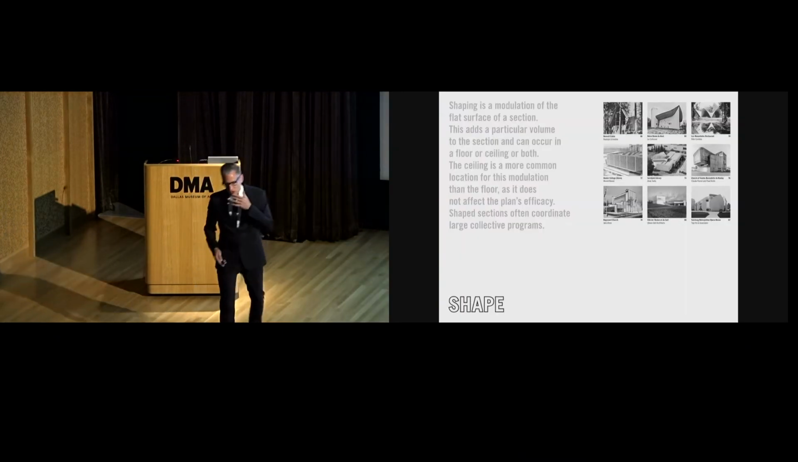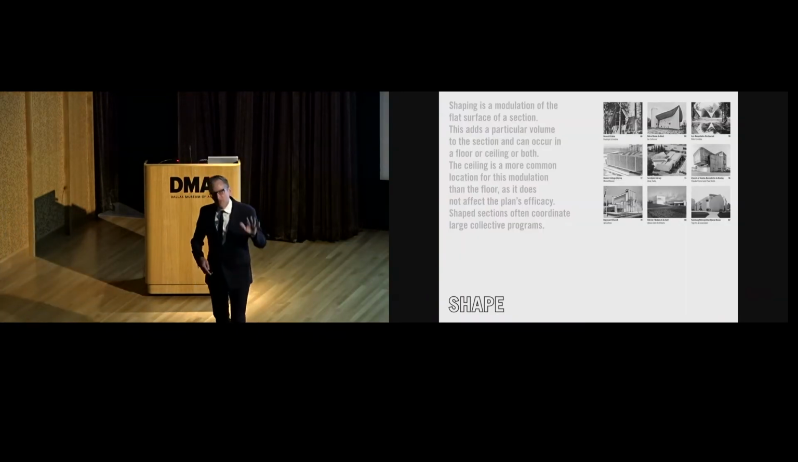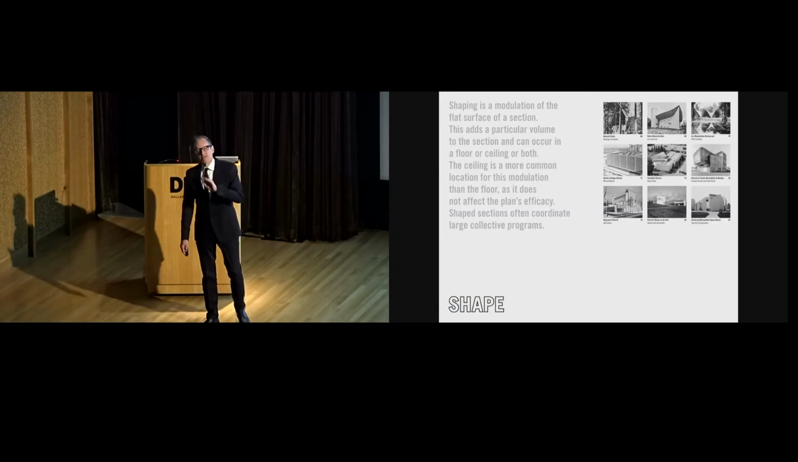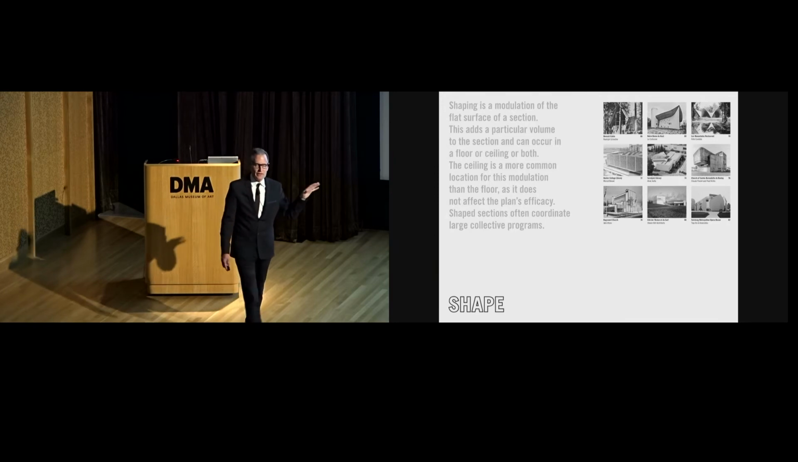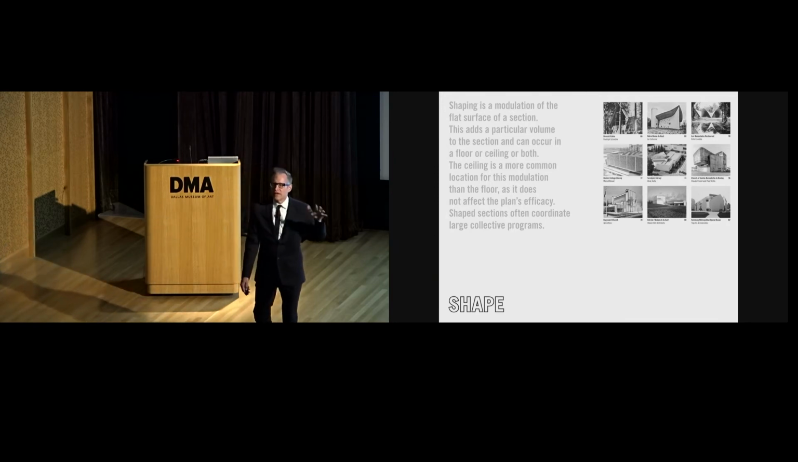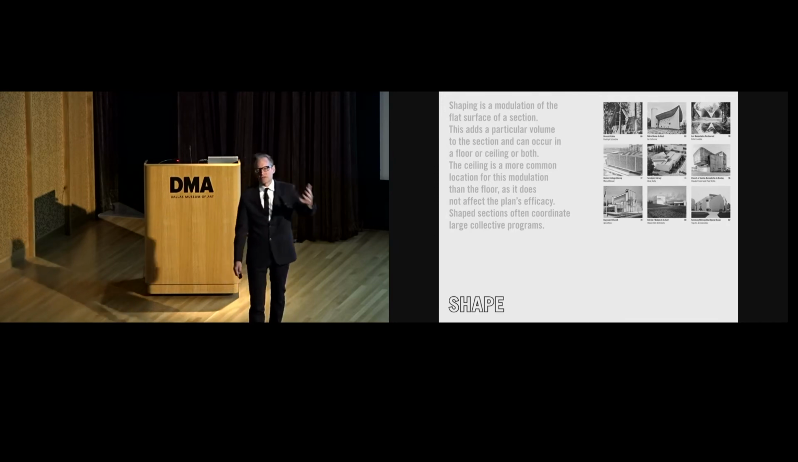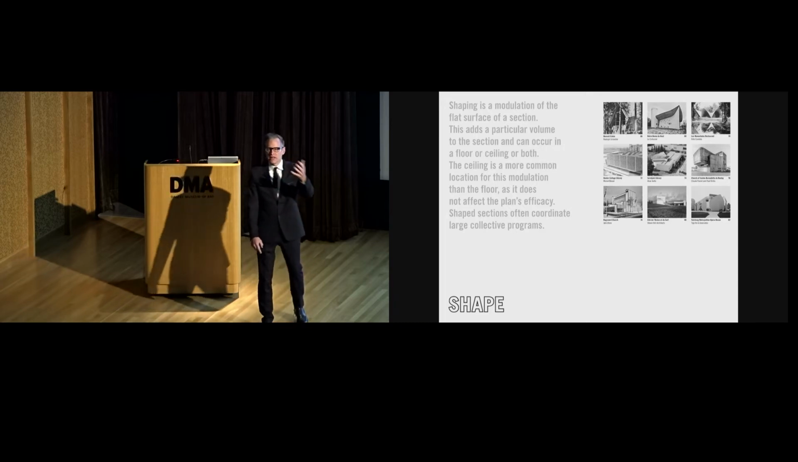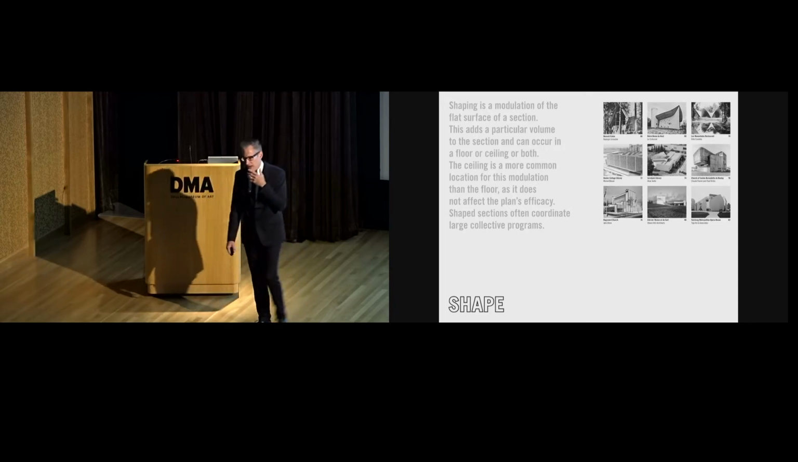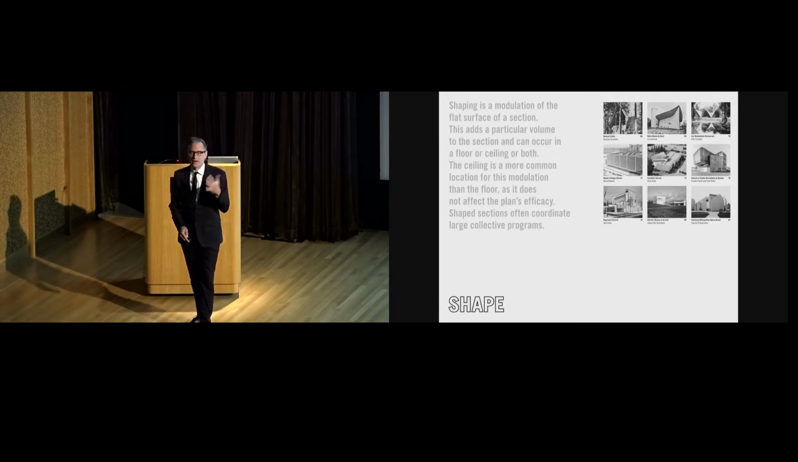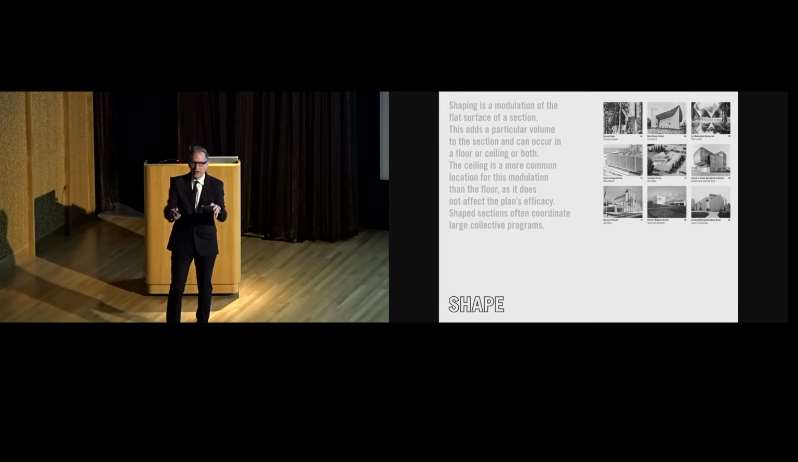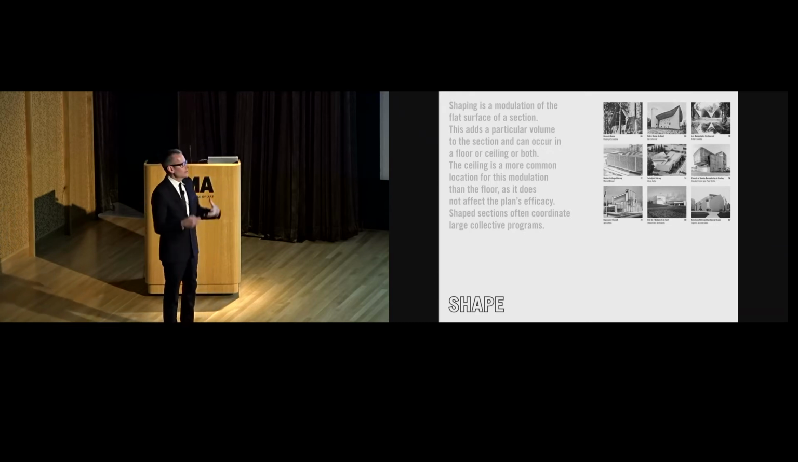Okay. So the argument about shape and what distinguishes it is that the surfaces, which in the previous section models are essentially horizontal, here one introduces a kind of contour either to the ceiling or the floor of a building. Often this is done for structural reasons, and often it's done for the purposes of gathering people. Kind of how you coordinate groups of people is often done through a shaped section.